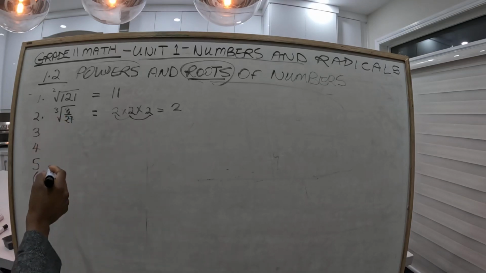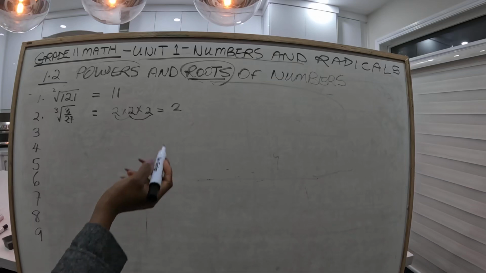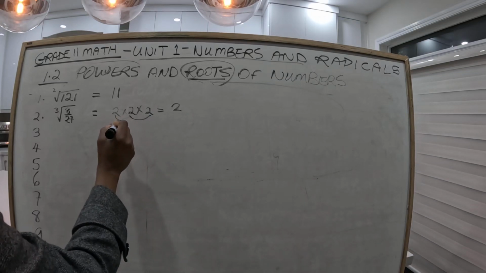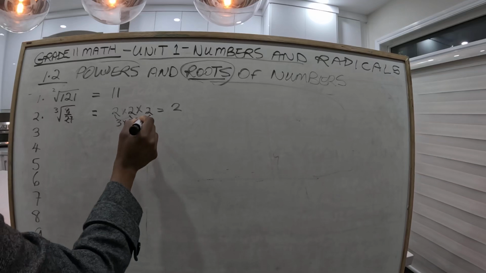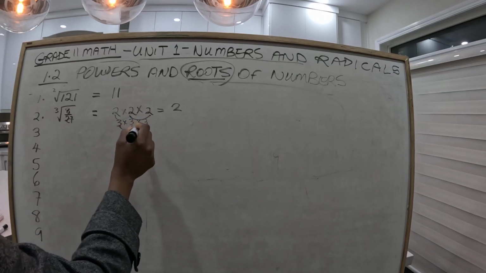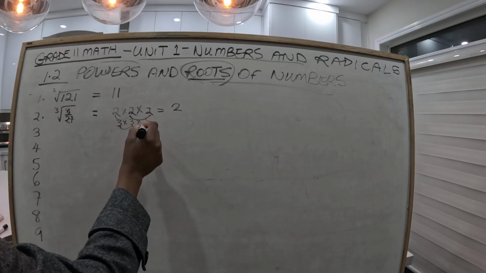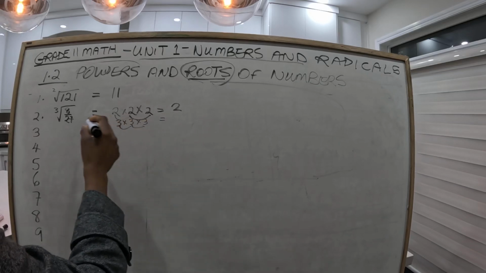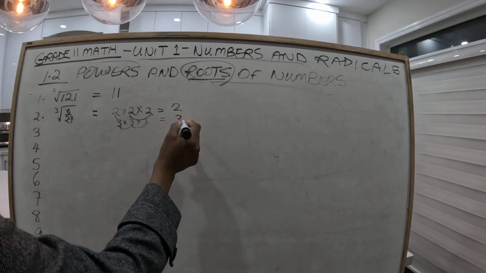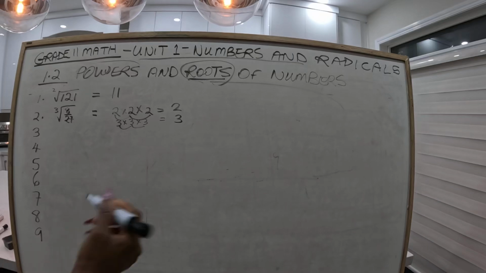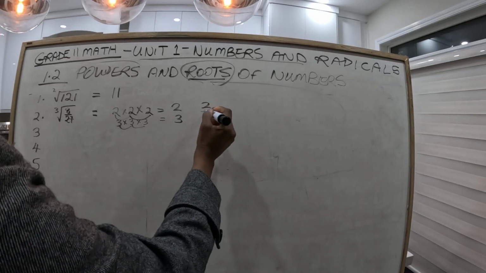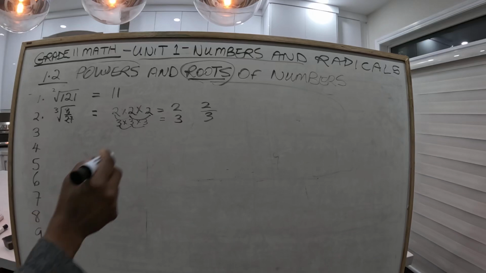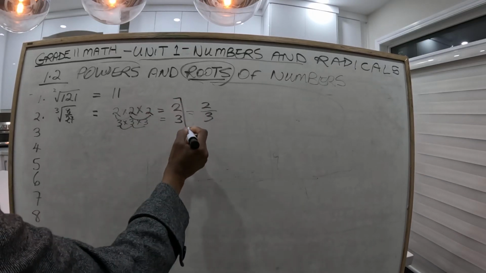And then 27. What do you think it is? 3 times 3 times 3. So 3 times 3 is 9, and 9 times 3 is equal to 27. So the base would have been 3. So the answer is 2 over 3. Okay, this is just for explanation purposes.